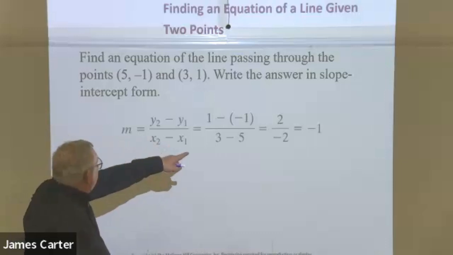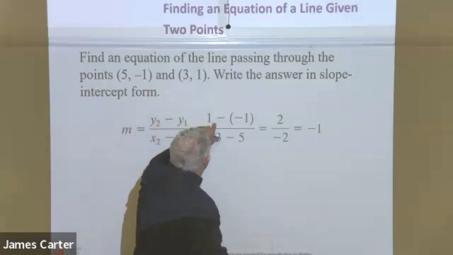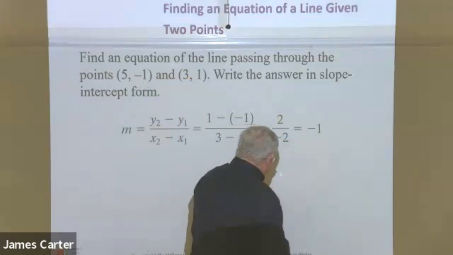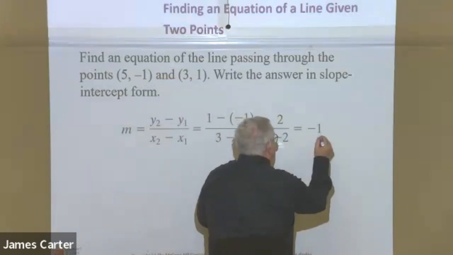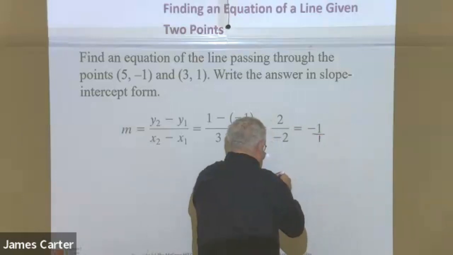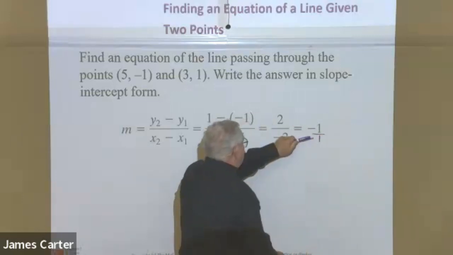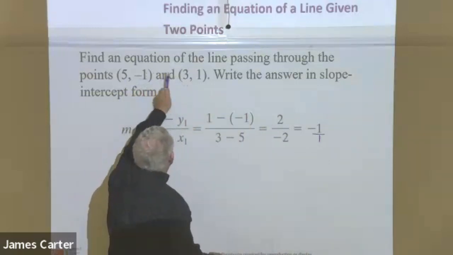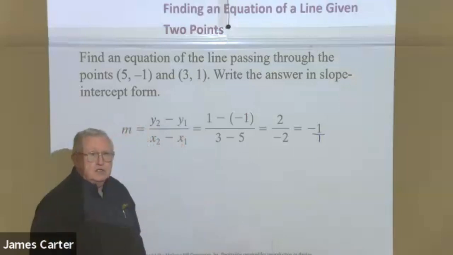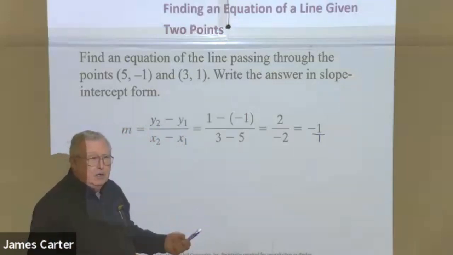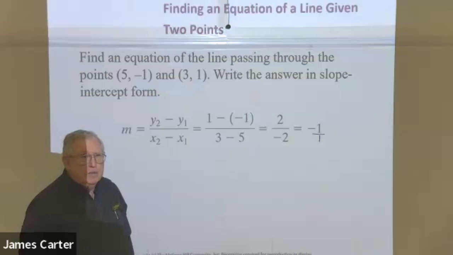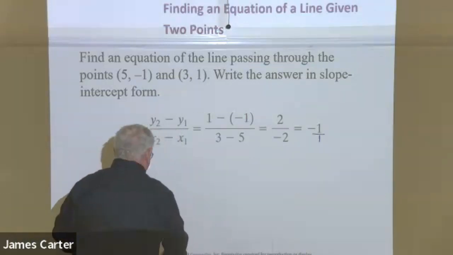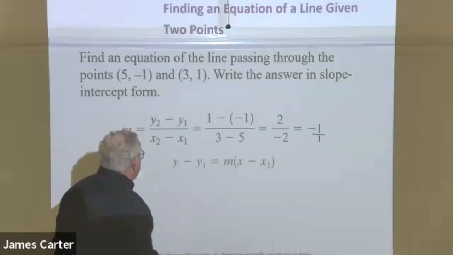So here what they've done is they've used this, they put in the values of the 2 points respectively, and they got a slope of -1/1. So now we have the slope, and now we can pick either one of these 2 points with the point slope formula. Now, which one is better? The one that has the easier numbers in this problem, okay? And it just depends on the numbers of the problem. So let's put that in here.